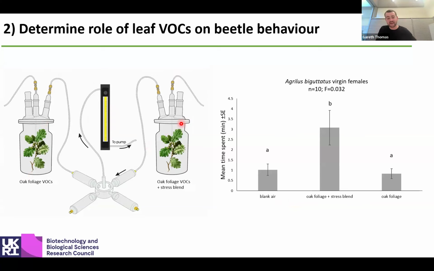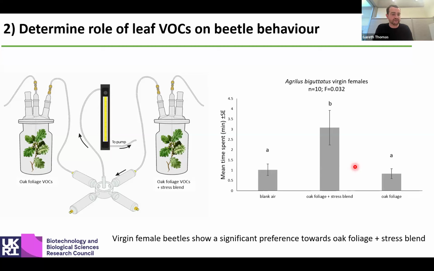And interestingly, what we found was that the beetles spent a significantly greater amount of time in the arms which contained the smell of the oak foliage, plus these compounds which are associated with declining oak trees. So from the previous work, we've shown that the declining oak trees produce different volatile profiles to healthy oak. And with this experiment, we've shown that the beetles can detect the declining oak and orient towards it, which is quite interesting. So here we can conclude that virgin female beetles show significant preference towards the oak foliage plus the stress blend. So it could be that the beetles can detect the declining trees and use that as a suitable site for egg laying.